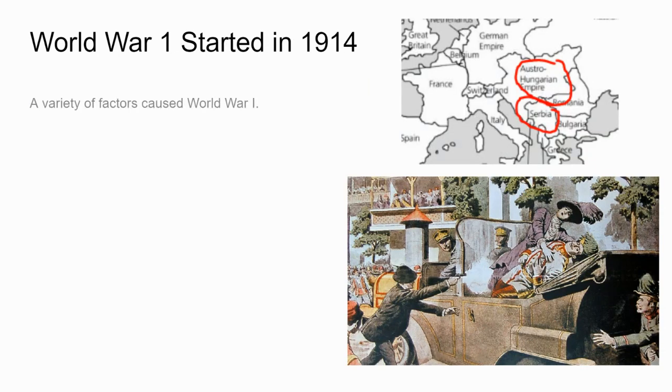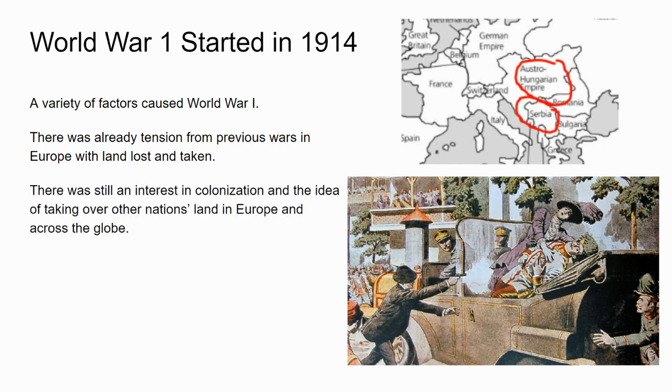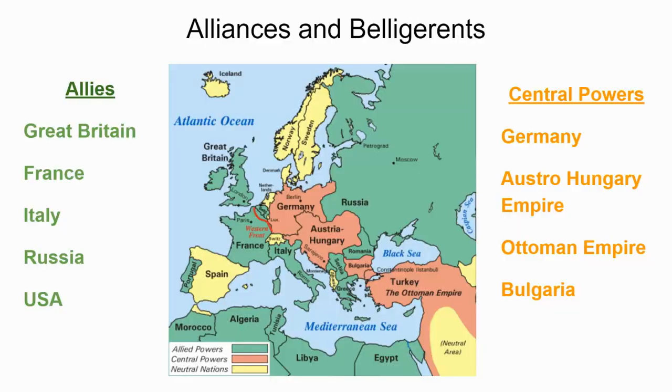World War I started in 1914, and there were a variety of factors. There was already tension from previous wars in Europe with land lost and taken, and there was still an interest in colonization and the idea of taking over other nations' land in Europe and across the globe. Now, a spark was an assassin killed a member of Austria's royal family, the Archduke Franz Ferdinand. This assassin was from Serbia. And due to alliances, nations and empires quickly took sides and started a war.